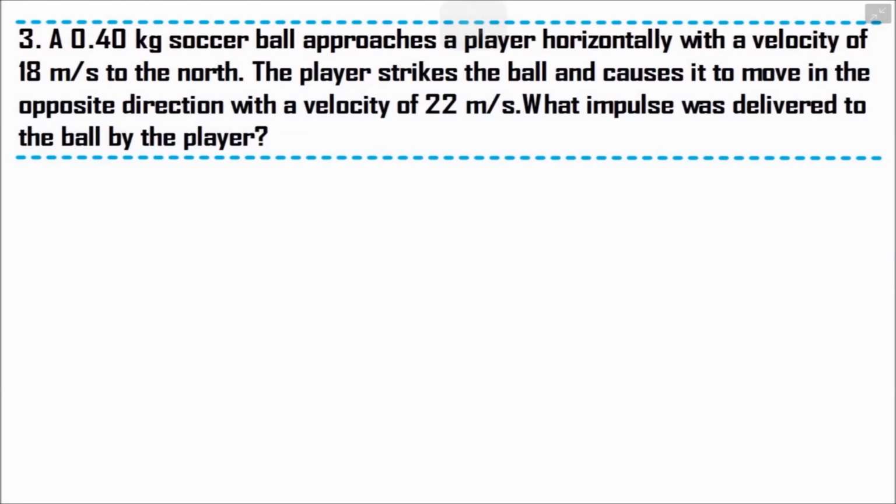Hello, welcome everyone. In this question, it says we have a 0.4 kg soccer ball approaching the player horizontally with a velocity of 18 meters per second to the north. The player strikes the ball and causes it to move in the opposite direction. Opposite of the north is the south, with a velocity of 22 meters per second. What impulse was delivered to the ball by the player?